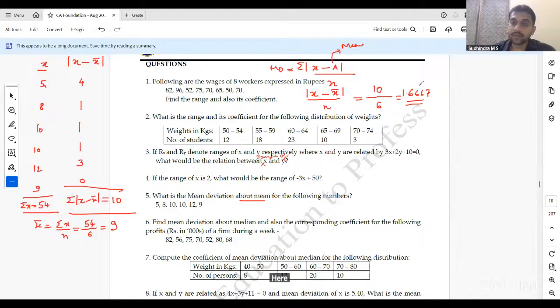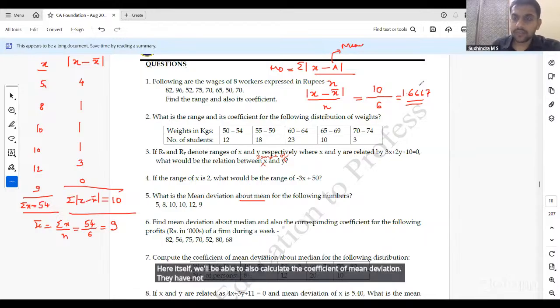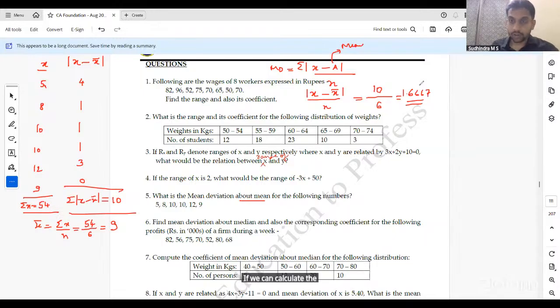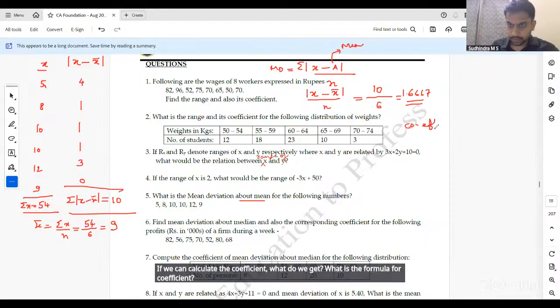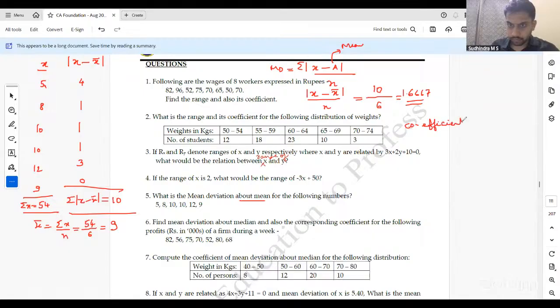Here itself, we'll be able to also calculate the coefficient of mean deviation. They have not asked us, but still, if we can calculate the coefficient, what do we get? What is the formula for the coefficient? MD divided by A into 100.